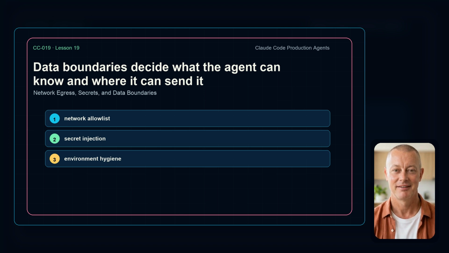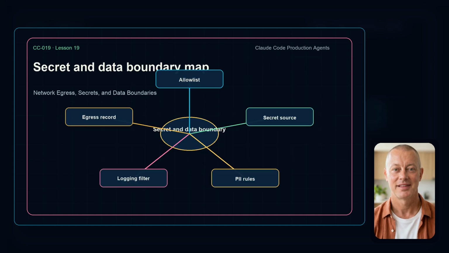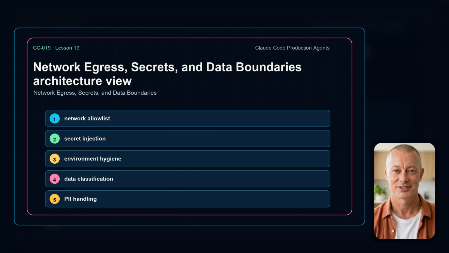If those boundaries live only in a prompt, they will be missed under pressure. The safer pattern is to move data decisions into retrieval filters, secret brokers, logging policy, and network controls where they can be enforced before the model ever sees the sensitive material. The visible artifact is the secret and data boundary map. It has five parts: allow list, secret source, PII rules, logging filter, and egress record. Together, they describe what may cross the line.